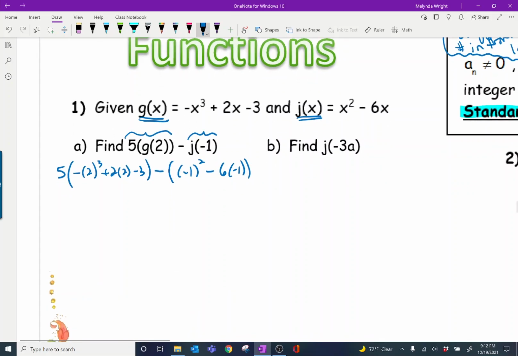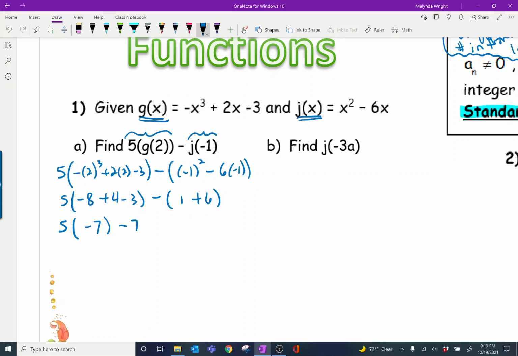So let's start working that out. Let's do our arithmetic. So let's see, I have a 2 cubed, so that would be 8. So -8. 2 times 2 is 4, minus 3. And then let's deal with what's inside the parentheses. -1 squared is 1. -6 times a -1 is a +6. So there we go. We're working on that. So let's continue with our arithmetic. Let's see. -8 plus 4 is a -4, minus 3 is a -7. Then I have minus 1 plus 6 is 7.